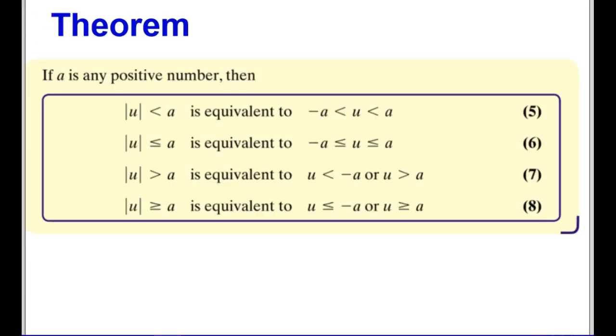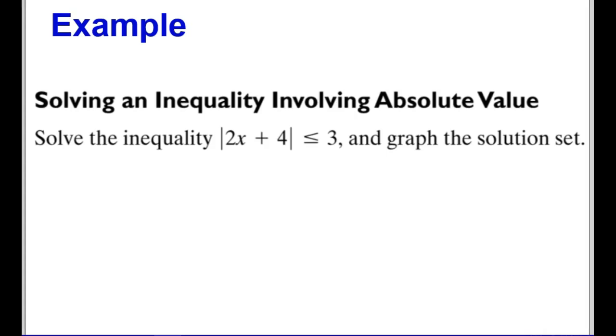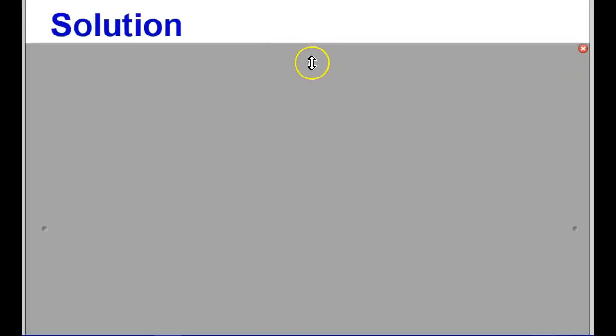Okay, so here are a couple theorems that we want to keep in mind. If I have the absolute value of u is less than a, that's equivalent to negative a being less than u, which is less than a. Just take a minute to look through these and see if you can follow what the picture of these would look like. Now we're going to add a few more things in here with my absolute value.